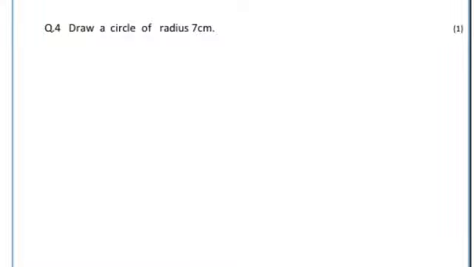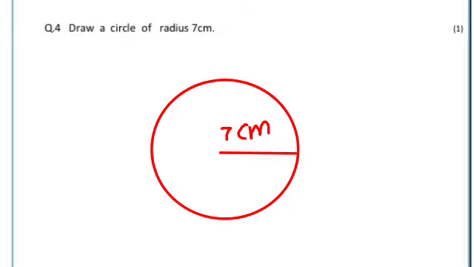Draw a circle of radius 7 cm. First you have to draw a radius, means a line 7 centimeter by scale, and then draw a circle with the point of center. First you practice to draw a circle. I hope you know that.